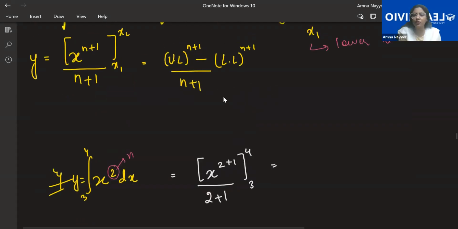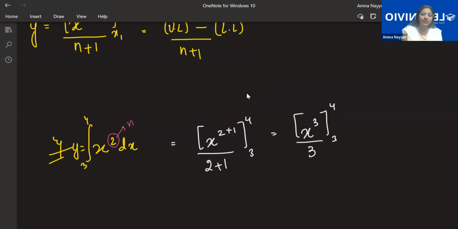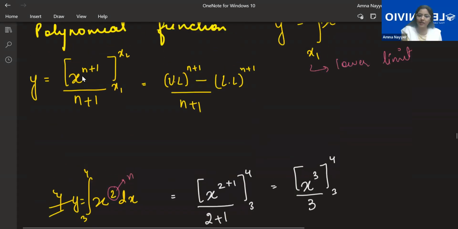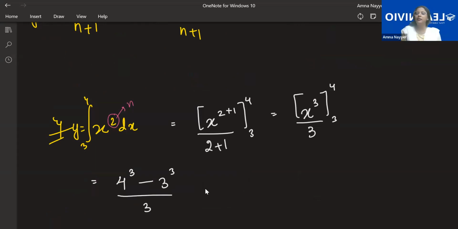It's better if we know what 2 plus 1 is right now. Like n plus 1 wasn't known, but 2 plus 1 is 3. So this time it will be x cube divided by 3 from 3 to 4. We have just done the first step. x cube we have just calculated, n was 2. Now what are we going to do? Instead of this x, put the upper limit. So 4 cube minus, what's the lower limit? 3 cube, divided by 3.